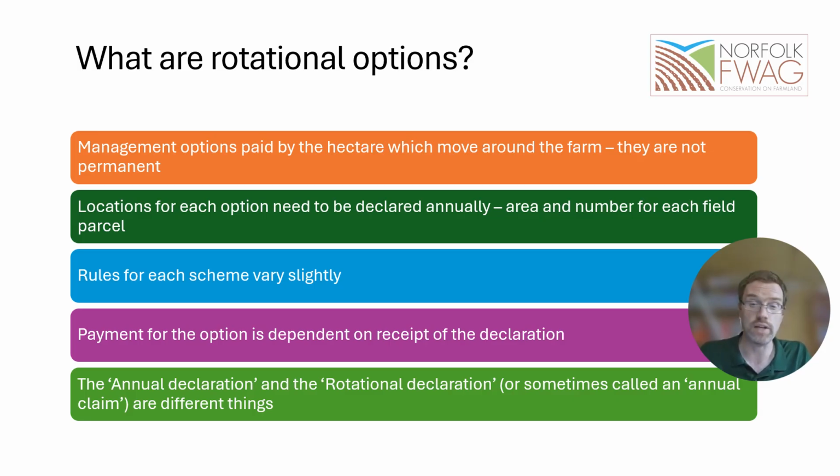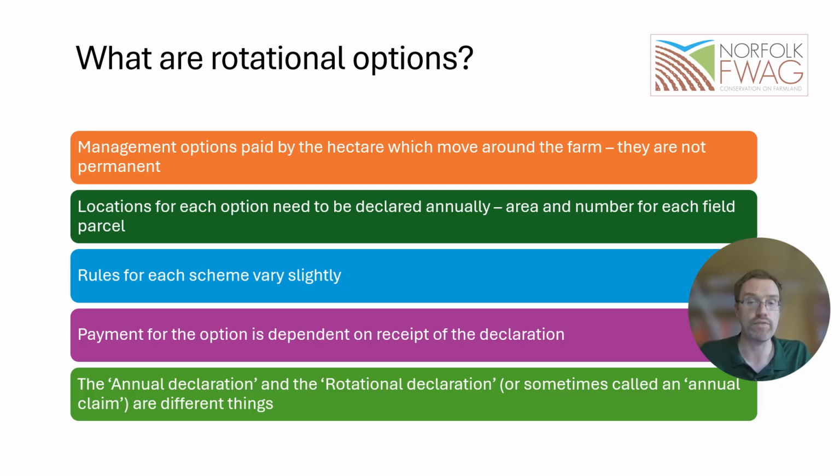The first, the annual declaration, is essentially just that. Every year you will need to declare that you have done what your agreement has asked you to do. It's as simple as that. It is usually just a tick box with a signature. The rotational declaration is different. Not everybody will need to do one, because if you don't have rotational options in your scheme, then you won't need to do one. But the rotational declaration is for those people who do have rotational options in their scheme and need to tell the RPA where they've put them. And so those people who have rotational options will need to declare through the rotational declaration what they've done.